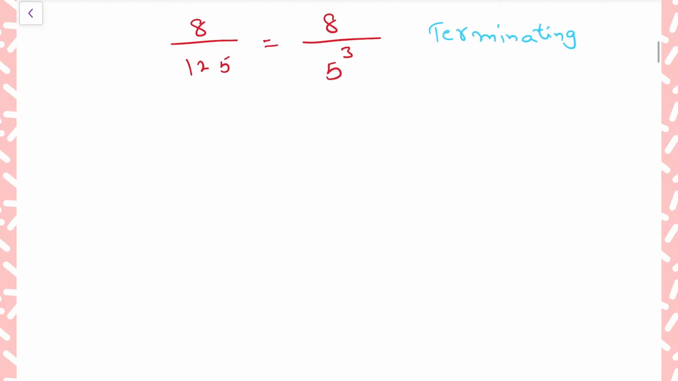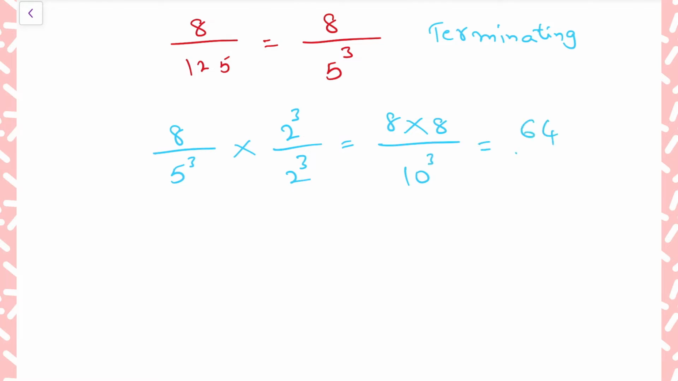So let us check how to find out the decimal. The given question is 8 by 5 power 3. Here 5 power 3 is there, so we need to multiply and divide with 2 power 3. We remain with 8 into 2 power 3, 2 into 2 into 2, over 5 cube into 2 cube. 5 2s are 10, 10 cube. 8 8s are 64 divided by 10 cube, 1000. 64 divided by 1000 is 0.064.